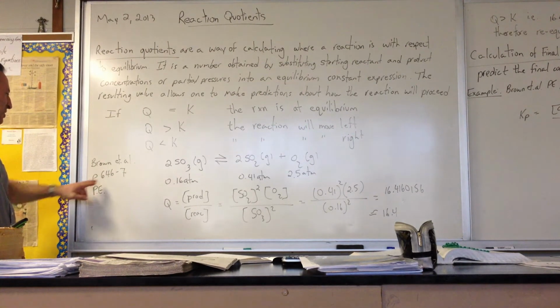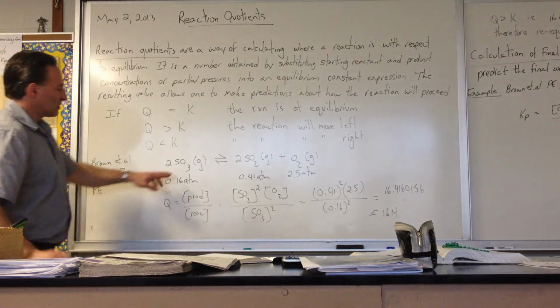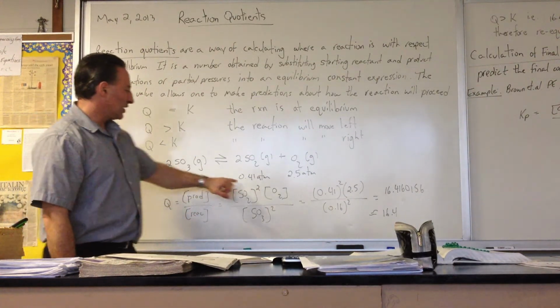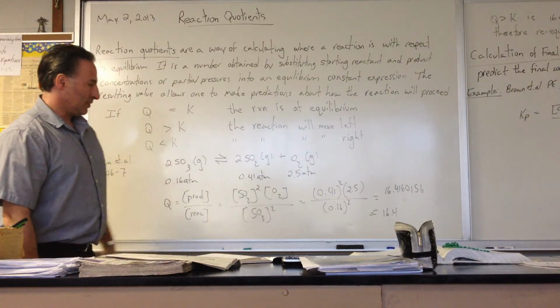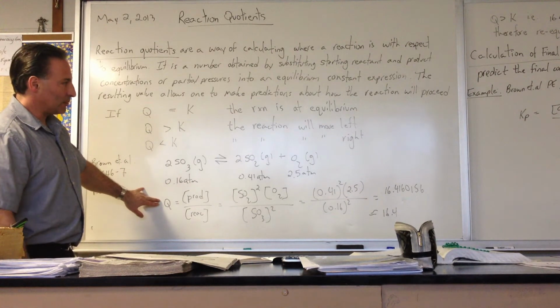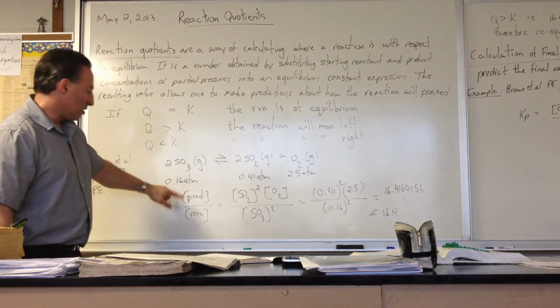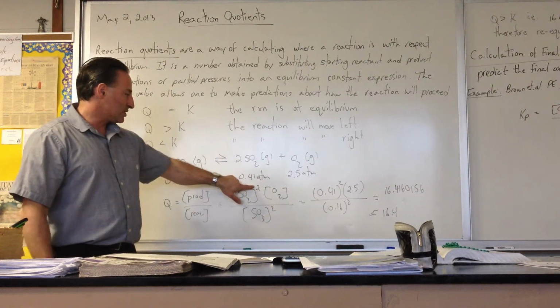An example from our textbook on page 646, Brown and others, 10th edition, says that sulfur trioxide can break down into sulfur dioxide plus oxygen. We're given the conditions of the reaction. We calculate Q the same way we would calculate the equilibrium constant, except the reaction is known not to be at equilibrium. Products over reactants. Remember that coefficients become powers.